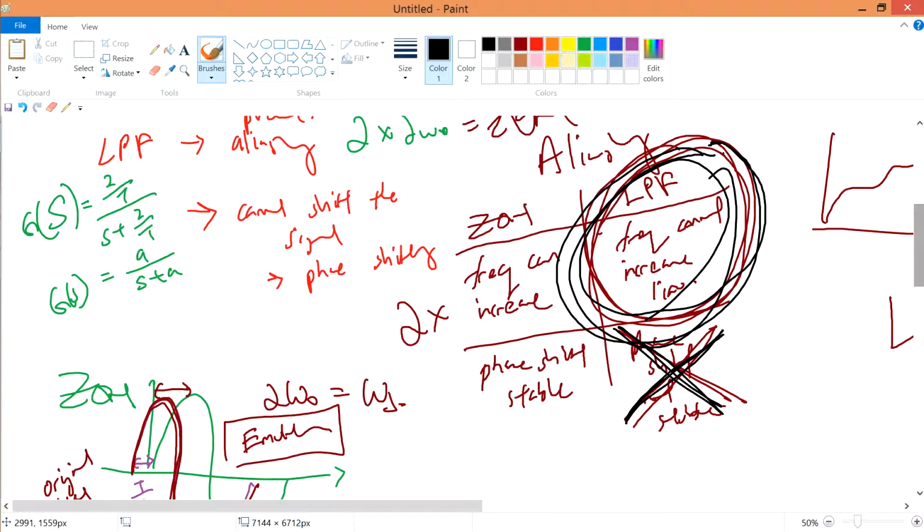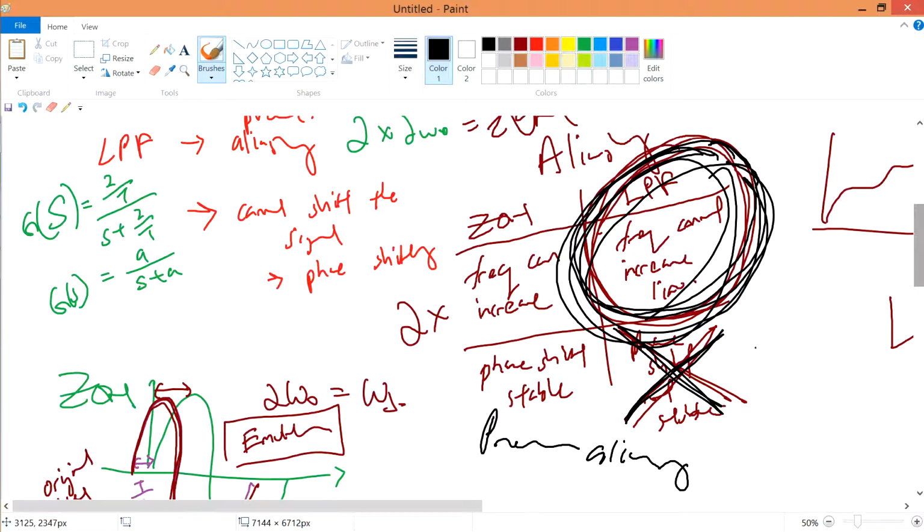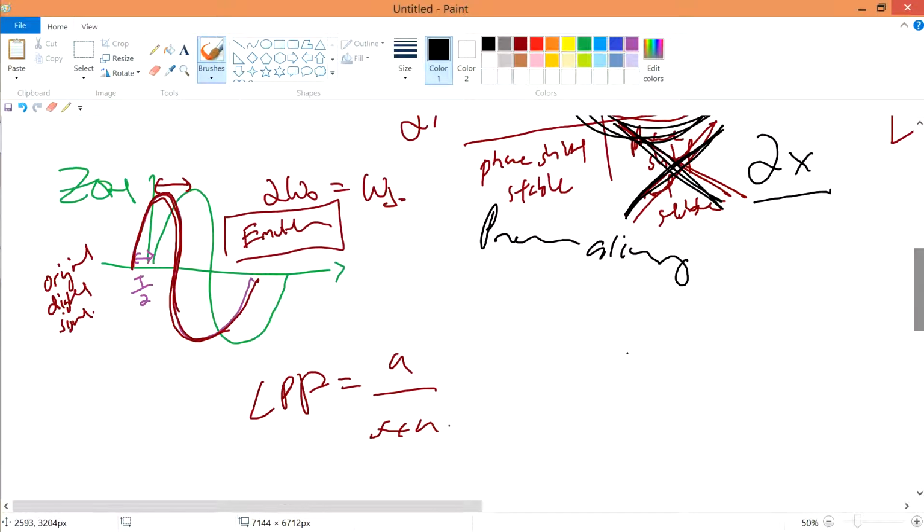If you are not interested in shifting your signal, the low pass filter is a good way. Its purpose is just to prevent an aliasing issue in a cheaper way, because if you want to double your frequency, you may incur more costs. I may be wrong, but come to think about it, your low pass filter is equal to A over S plus A, where A is 2 over T.